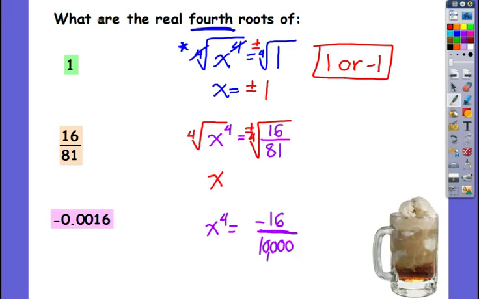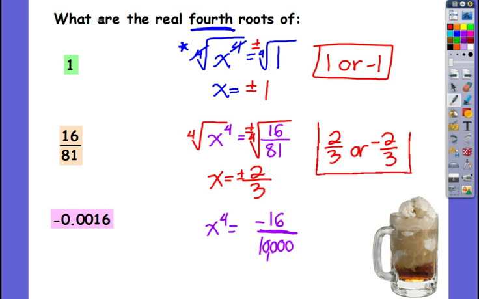So here x would equal, let's see, the 4th root of 16 is 2. 2 to the 4th power is 16. The 4th root of 81 is 3. And plus or minus, so 2/3 to the 4th power is 16 over 81, and negative 2/3 to the 4th power is 16 over 81, sorry. If I take either of those to the fourth power, you should get 16 over 81.